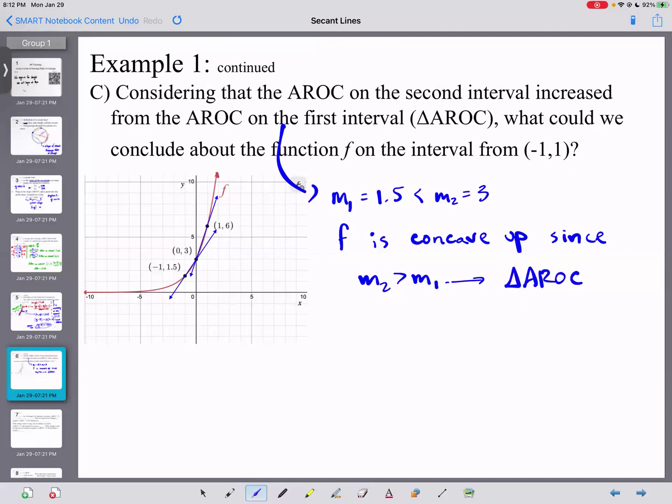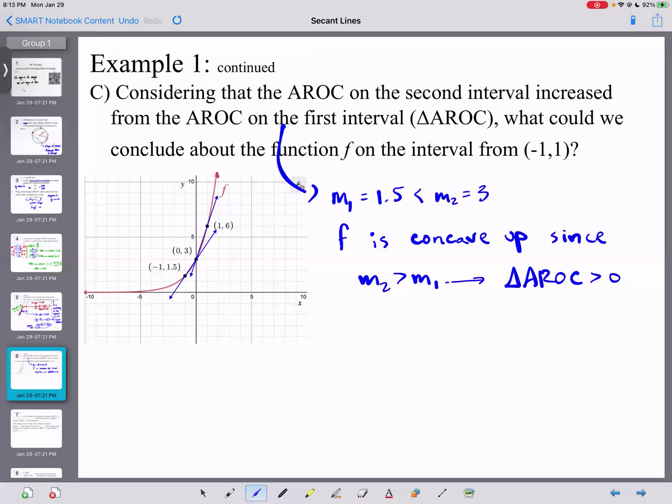If delta A rock is greater than 0, that means the change of the A rock. So as your interval moves to the right, as your domain increases, if that delta A rock is greater than 0, then the function is concave up. Just the same, if your delta A rock was negative, you'd be concave down. So this function is concave up because the second slope was greater than the first slope. The later interval increased at a greater rate than the first interval.